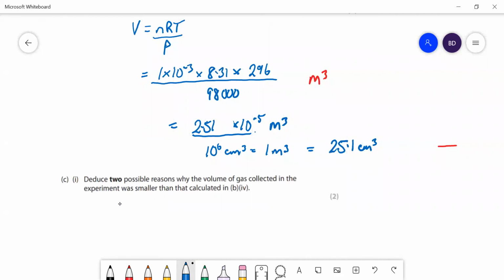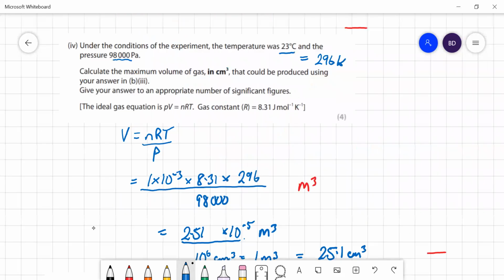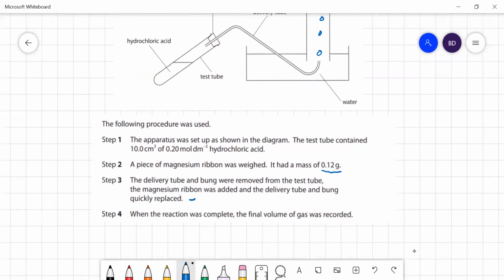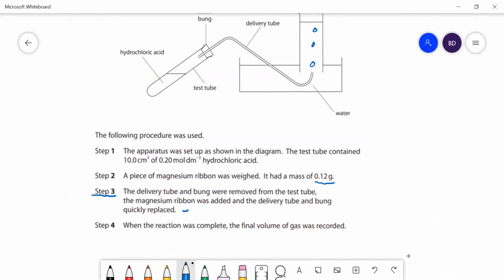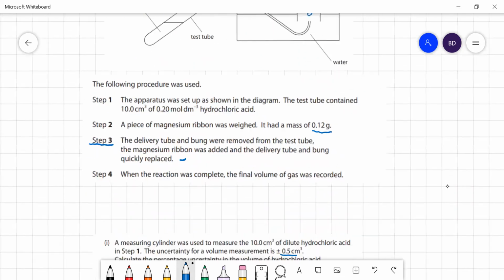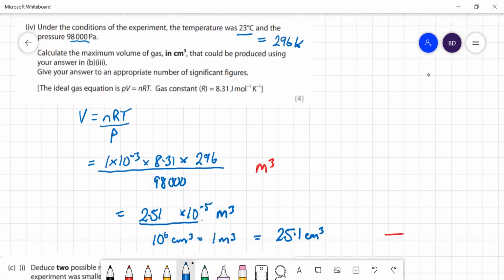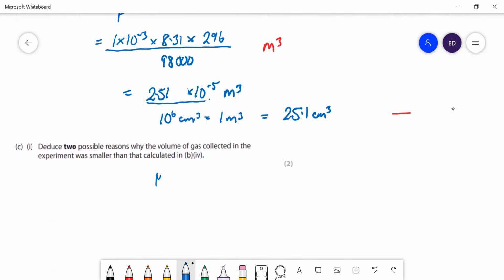Right, 2 possible reasons why the volume of gas collected in the experiment was smaller than the calculated value. I think the most obvious reason is the way they collected it. Going back to the diagram, the delivery tube and the bung, step 3, were removed from the test tube, and they put the magnesium in and very quickly put the bung back in. If you do that, you are going to lose a tiny bit of hydrogen no matter how quick you are. So that would be one reason. The other reason would probably be that the magnesium is impure, particularly that it might have a layer of magnesium oxide on the surface. When that reacts with acid, you don't get hydrogen, you get water. So that would be why it's a little bit lower as well.